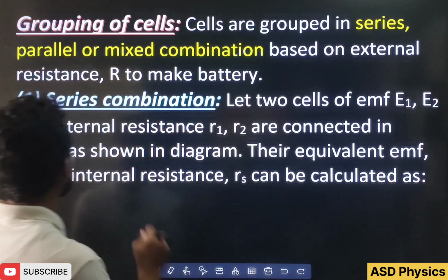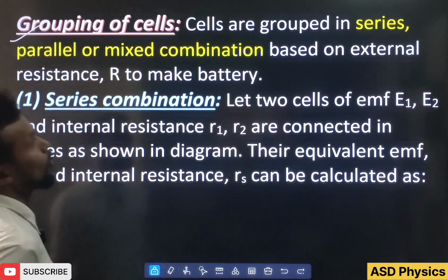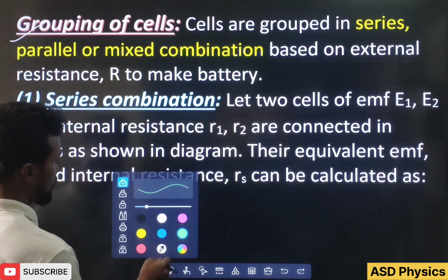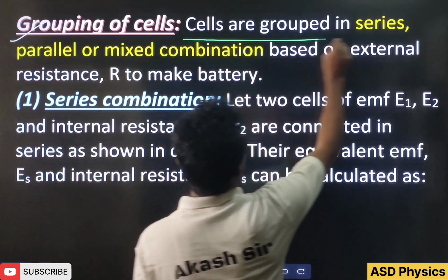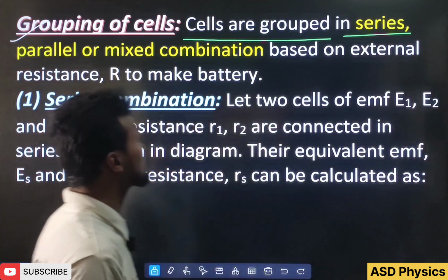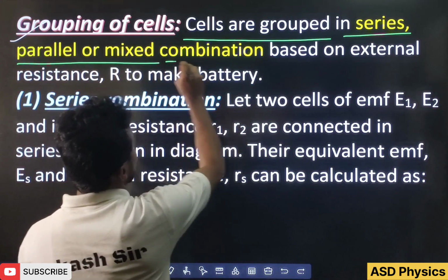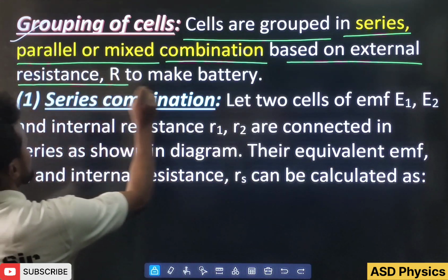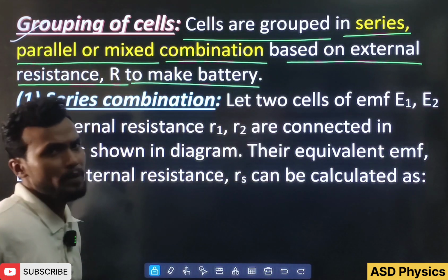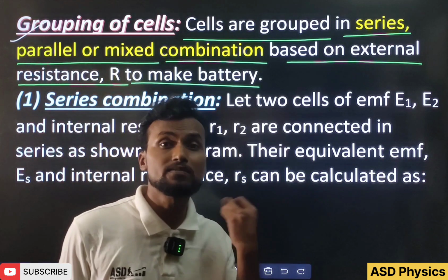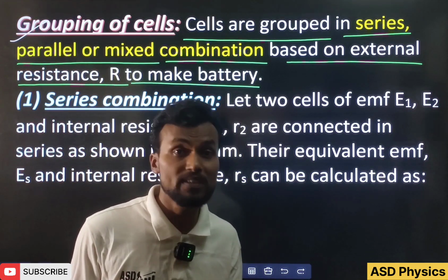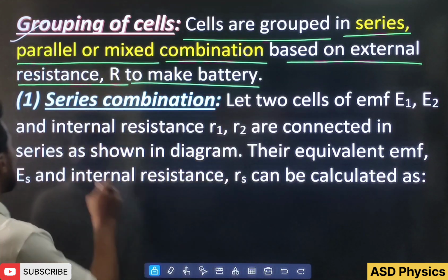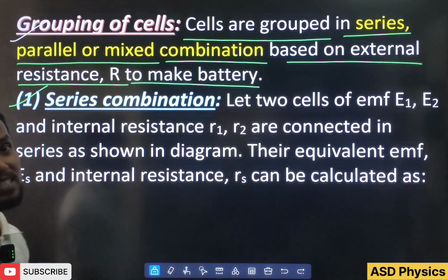Okay, so you can see grouping of the cells. So students, here you can see very well, cells are grouped in series, parallel or mixed combination based upon external resistance capital R to make a battery. So external resistance will decide which type of combination we have to use. Okay, great. Now students, first we are going to see the series combination.